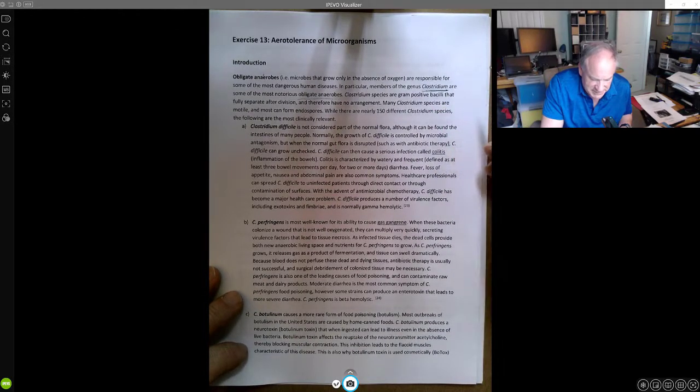I'll start with Clostridium difficile, or C. diff. How do I explain the type of diarrhea that this organism is capable of putting a patient through? In this case it is explosive.